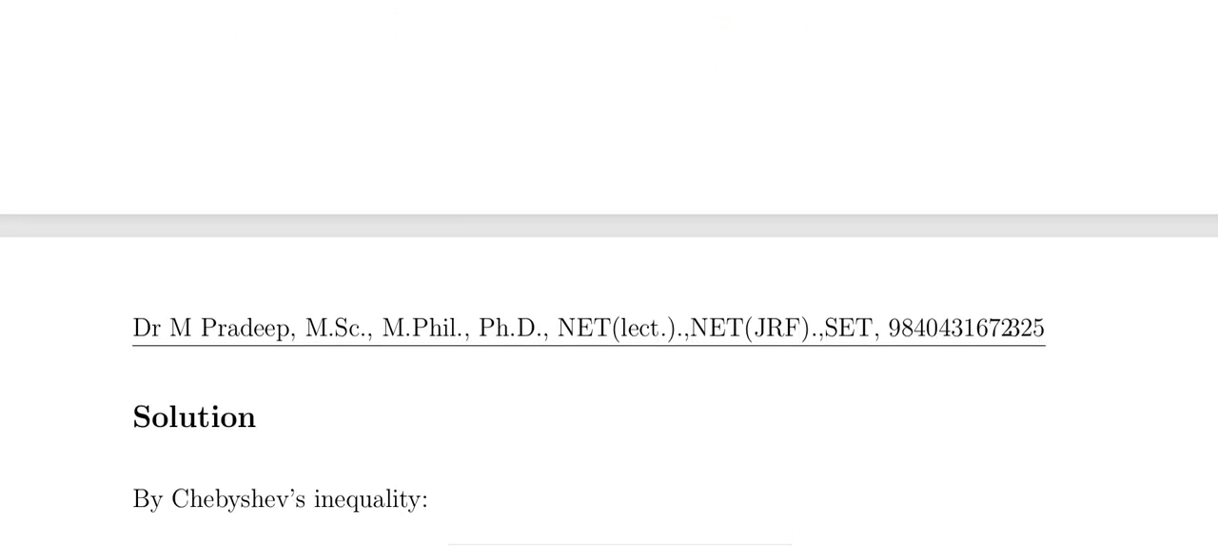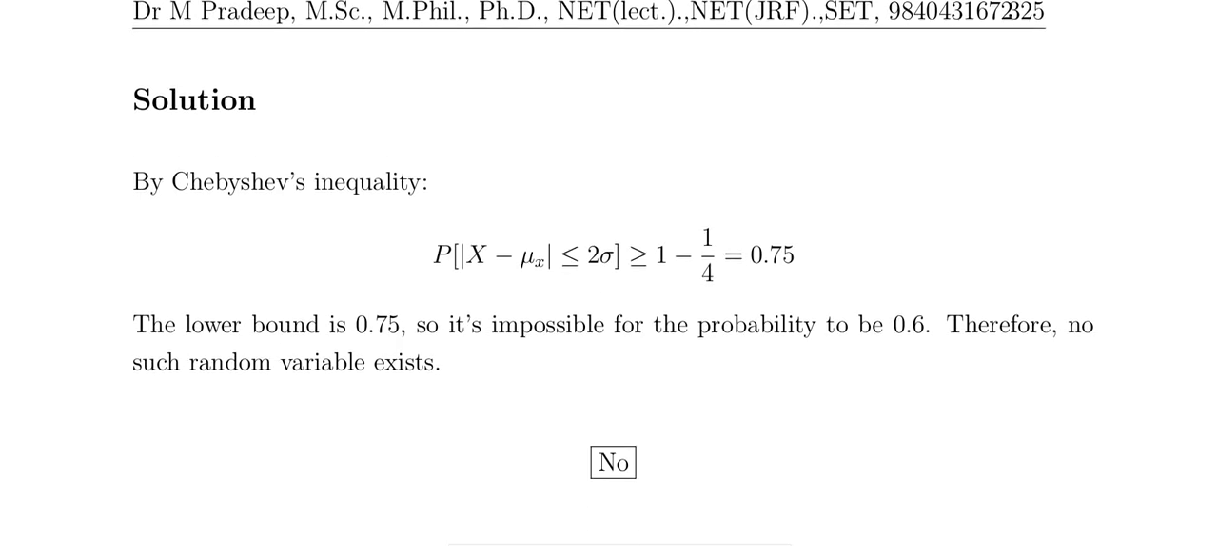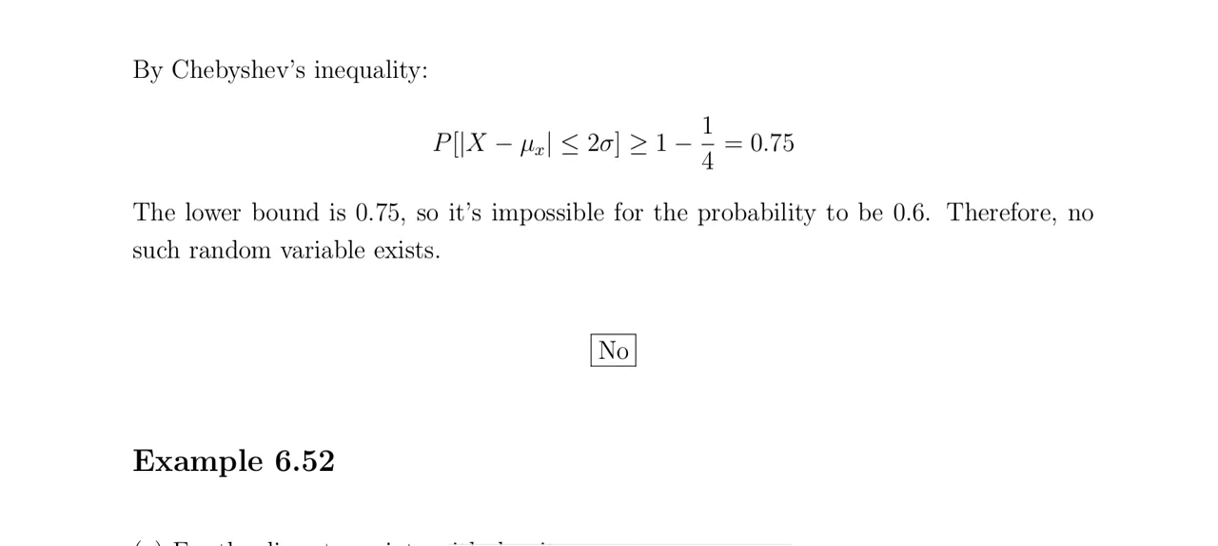When you apply the Chebyshev inequality, the probability that x minus mu x is less than or equal to 2 sigma is greater than or equal to 1 minus 1 by 4, with k equal to 2, that is 1 minus 1 by 4, which is 0.75. Actually, what they have given is 0.6. The lower bound is 0.75, so it is impossible for the probability to be 0.6. Therefore, no such random variable exists.